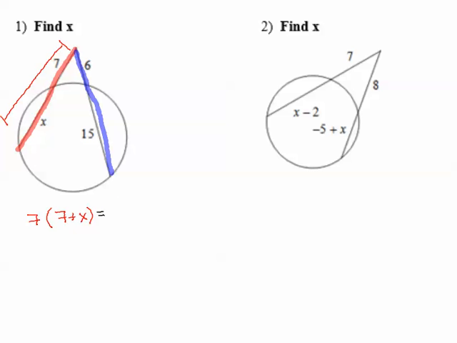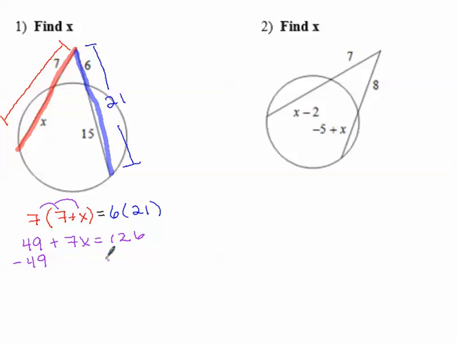And what does that equal? On the blue side, the part outside the circle is 6. And the entire thing from 6 all the way down to here is 6 plus 15, or 21. So when I do the math, I'm going to distribute on the left-hand side, and I'm going to get 49 plus 7x equals 126. I'm going to subtract 49 on both sides, and I get 7x equals 77. So I divide both sides by 7, and x equals 11.